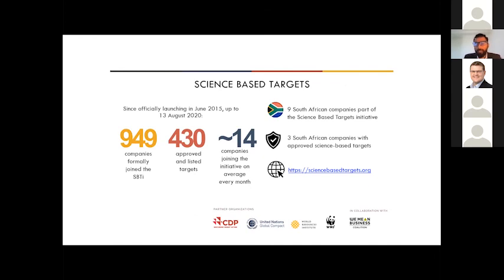Now, while there are alliances where people come together, there's also an initiative called the Science-Based Targets Initiative, which is created by CDP, the United Nations Global Compact, the World Resource Institute, and WWF. This is an initiative that helps companies in developing targets. So it's kind of like a combination of the tools and the alliances coming together to help companies develop targets. And we're going to talk a bit more about this in a later session today.